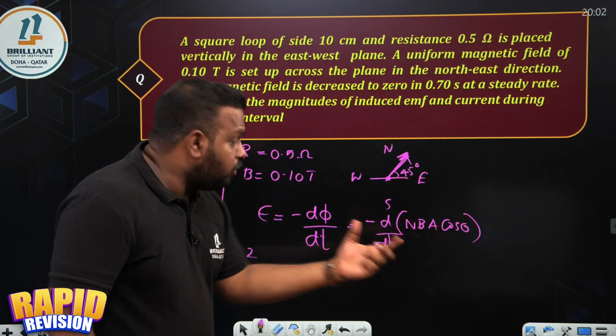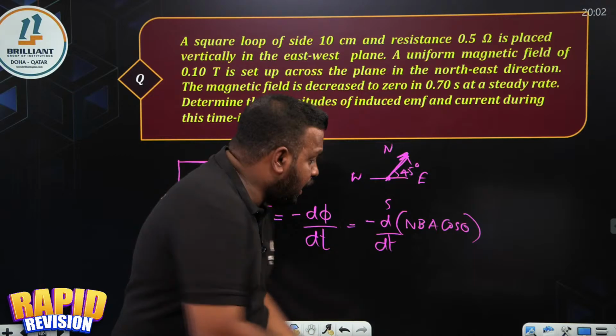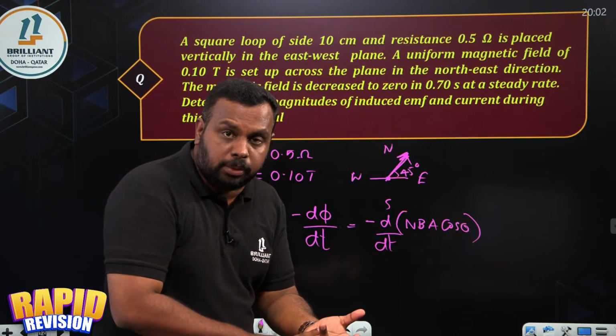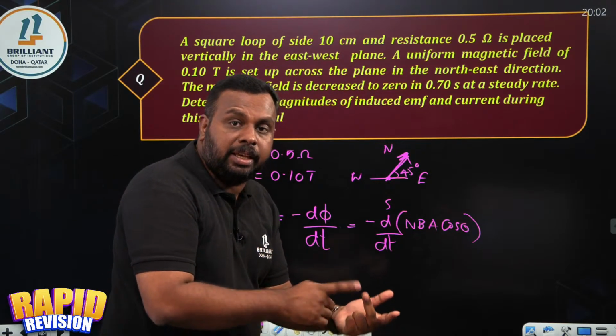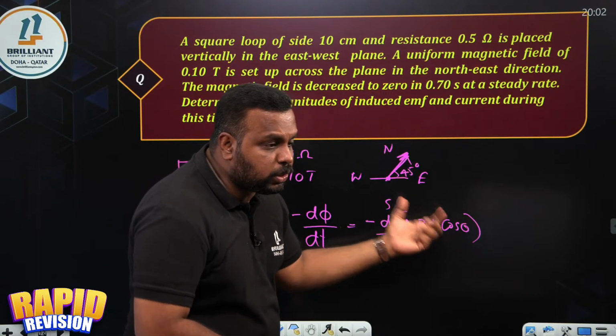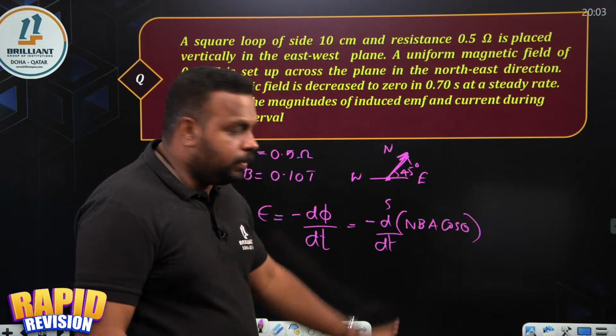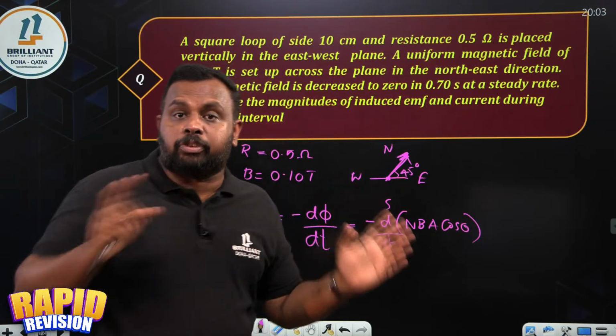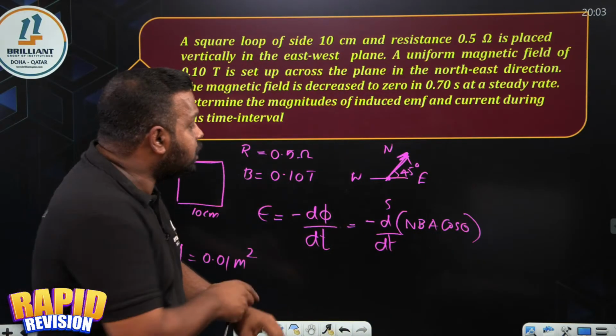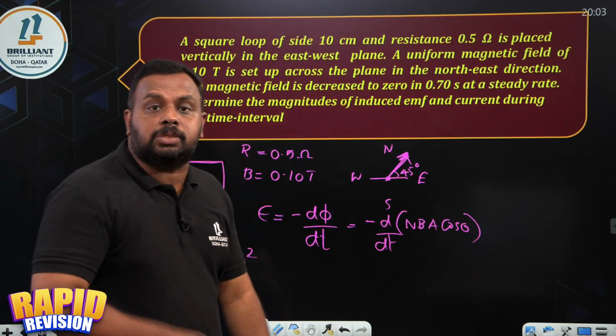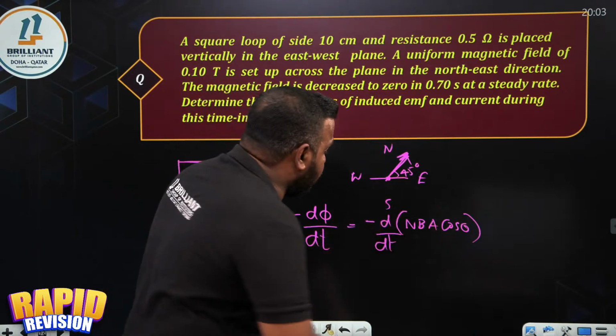Now you have to check for the change in flux. Anything out of these 4 terms should change. Either N should change, B, A, or cos theta. In this question, which quantity is changing? It is not the same for all questions. You have to read the question carefully. In this question, the quantity which is changing is the magnetic field.